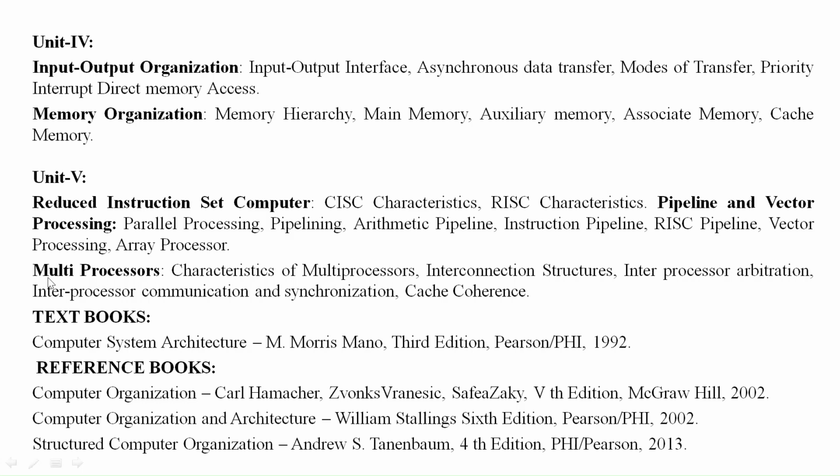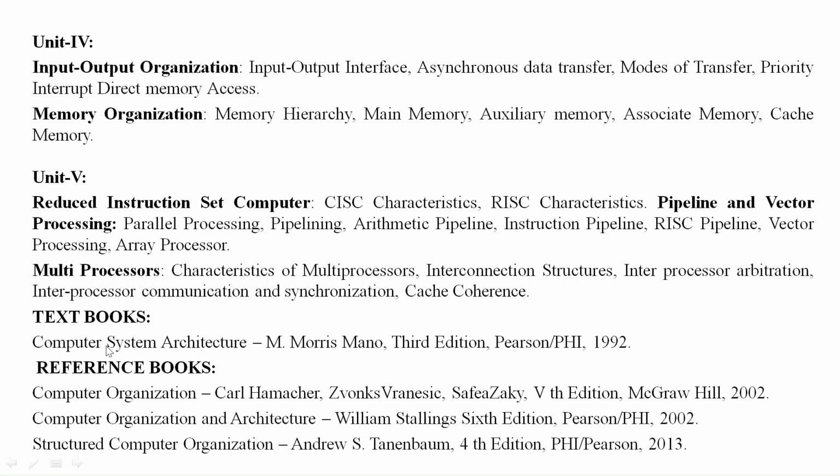Coming to our second part of fifth unit, multiprocessors. Here we are going to study about what are the characteristics of multiprocessors, what are the interconnection structures used in a multiprocessor system, interprocessor arbitration mechanism, interprocessor communication, and how the interprocessor communication and synchronization is done in a multiprocessor system, as well as cache coherence, the concept of cache coherence. So these are all the 5 units of your syllabus.